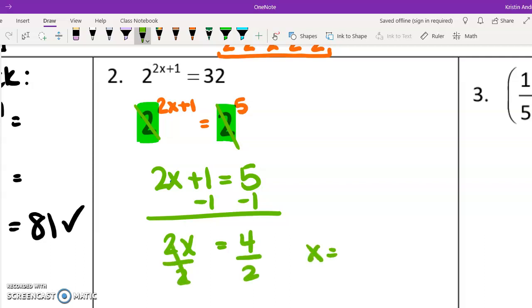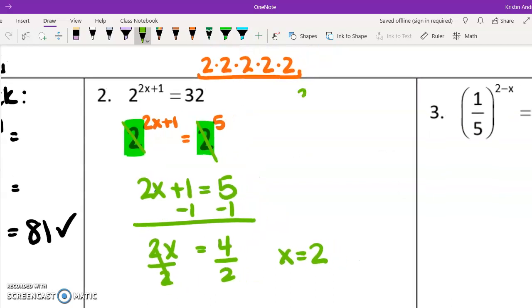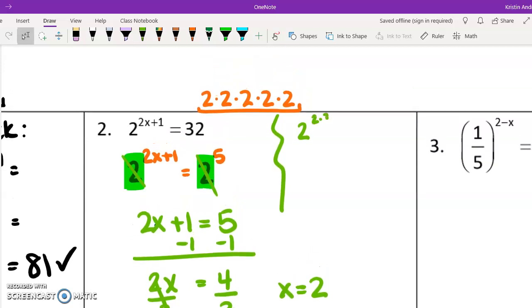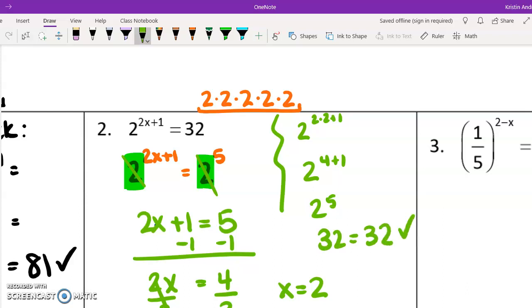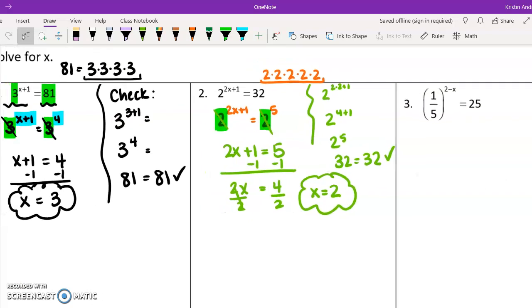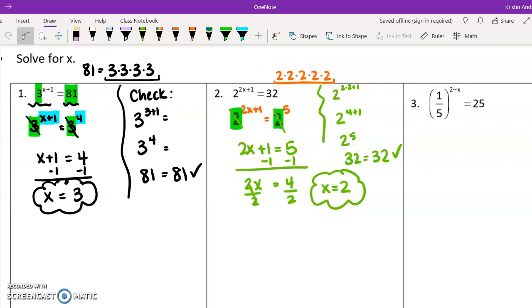And get x equals 2. Again, you can go back into the original and do a check. 2 to the 2 times 2 plus 1 power is 2 to the 4 plus 1 power, which is 2 to the 5th power, which is 32. You know your answer is right. Okay, so hopefully those were pretty easy for you.